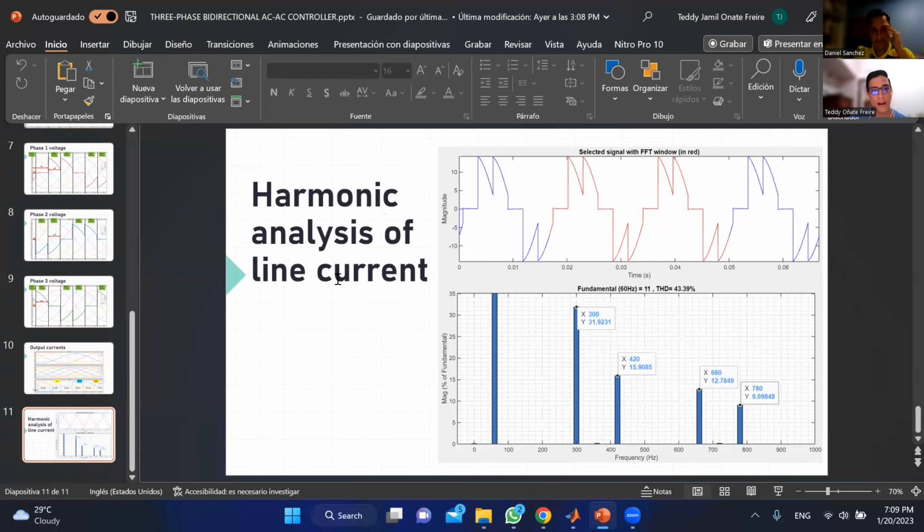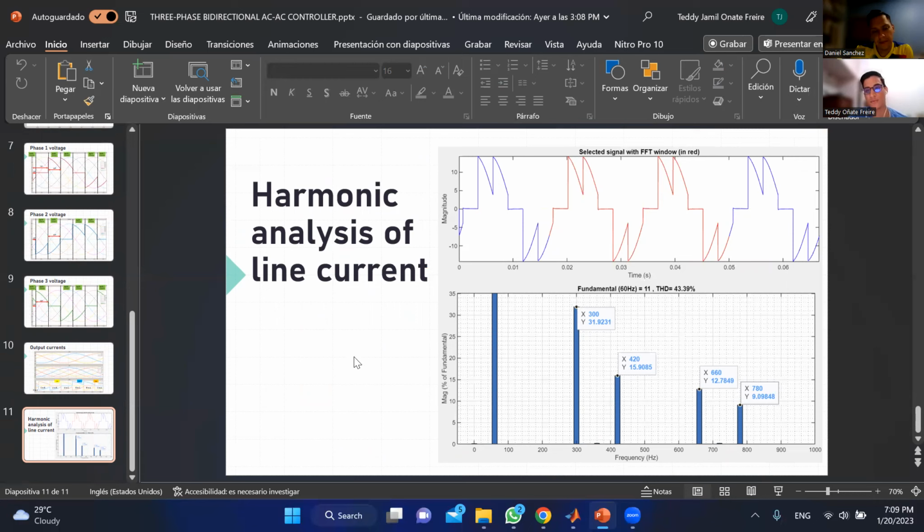So we have here the harmonic analysis of the line current. In this case, we analyze the line A current, so it's similar for the other lines. And we have a bar graph. First of all, we can see the DC component. It's the fundamental 60 Hertz, and it has 11 volts of amplitude.